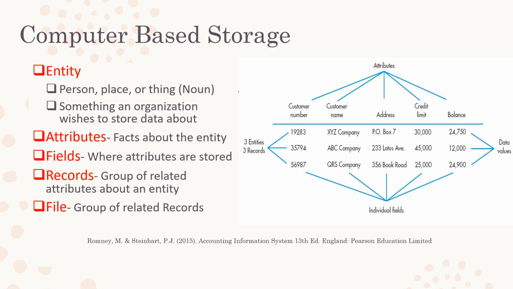So in our example, the customer has particular attributes: the customer number, the customer name, the address, the credit limit, and the balance. They are the attributes of every customer.